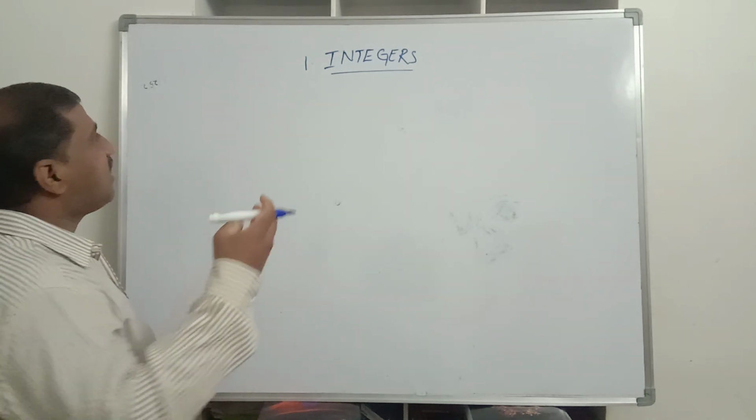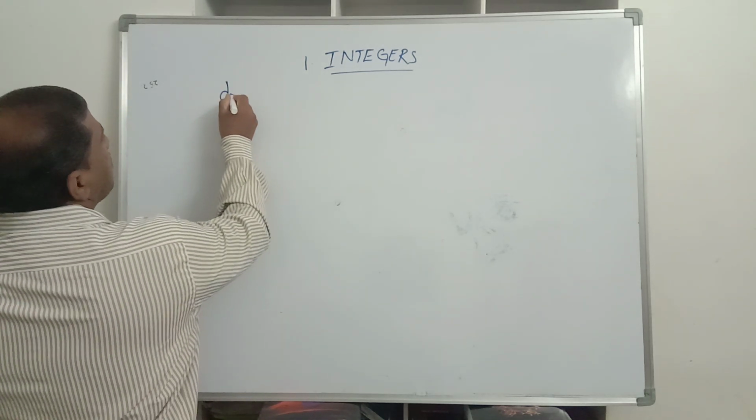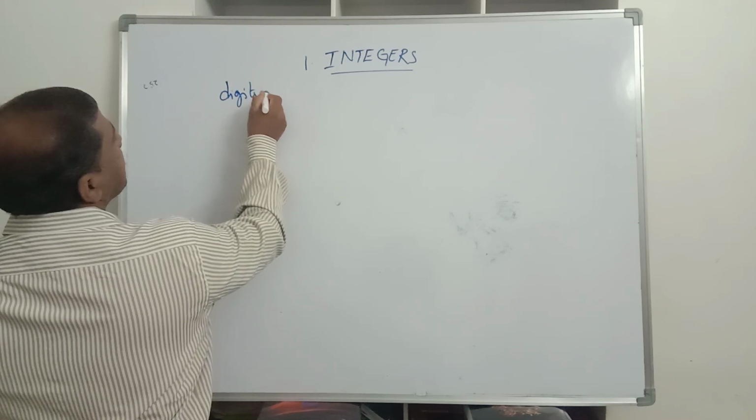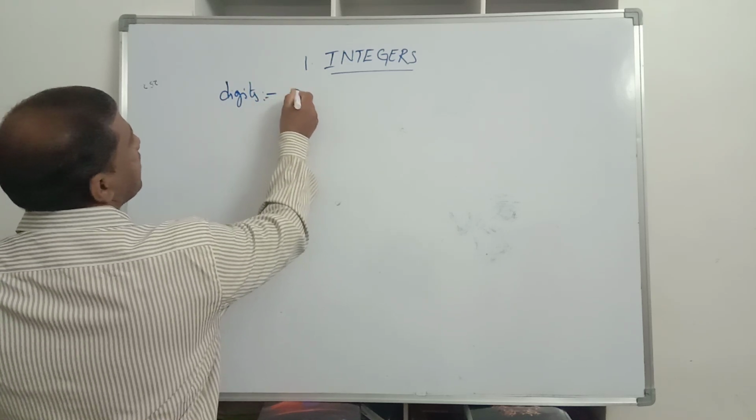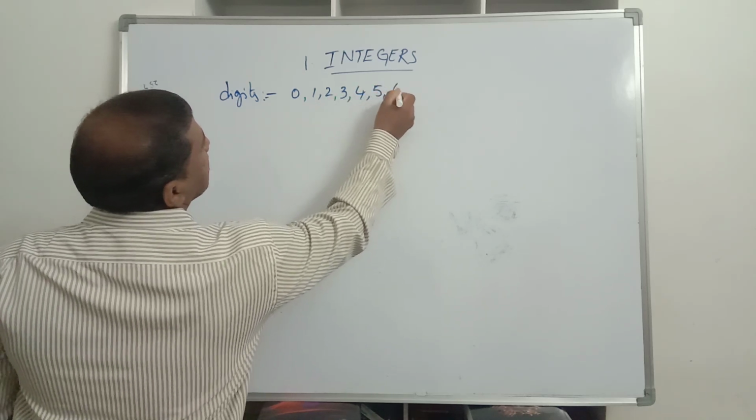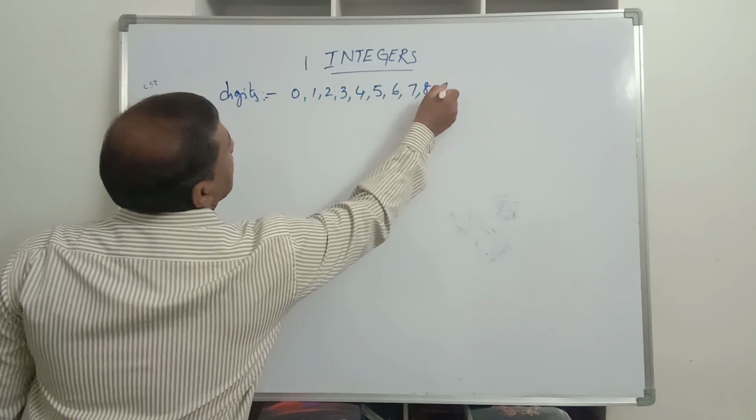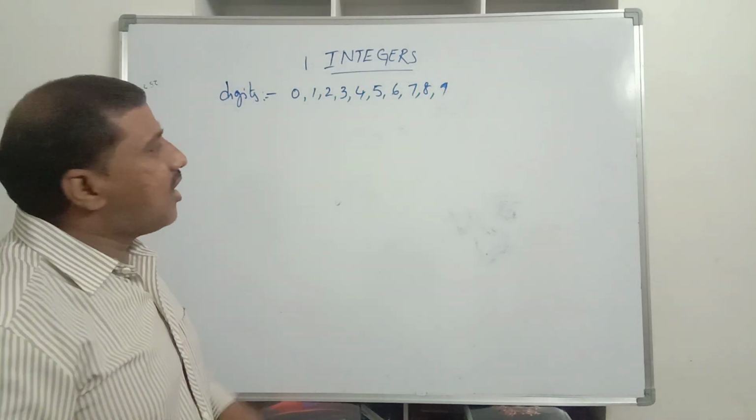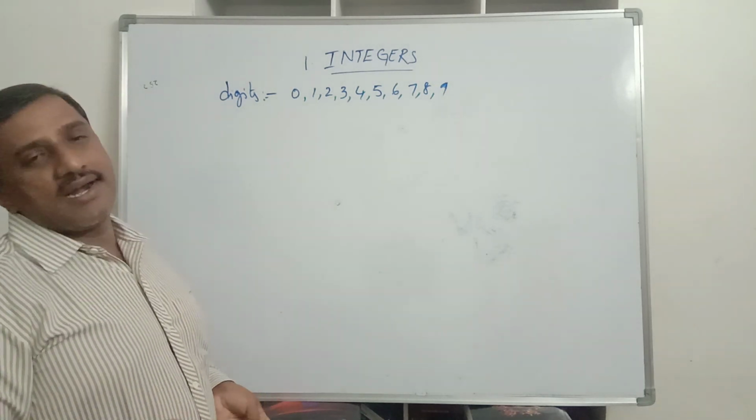Before that, let us see what digits are. The digits which we use to write numbers are 0, 1, 2, 3, 4, 5, 6, 7, 8, 9. These are known as digits. We use these digits to write the numbers.